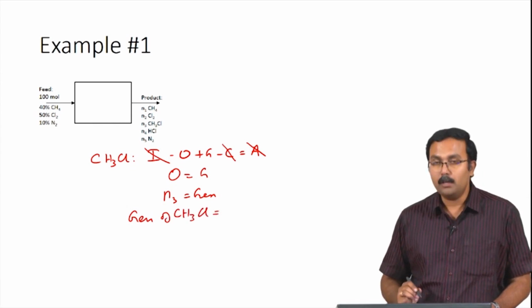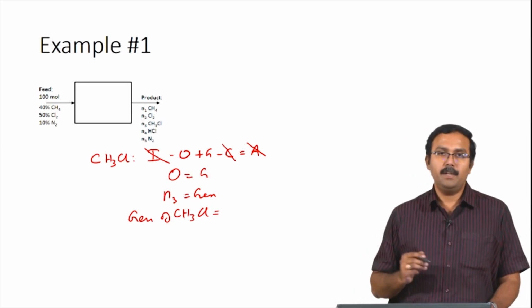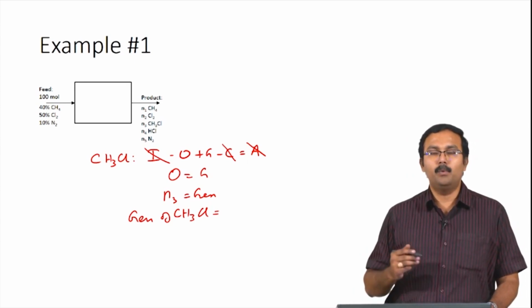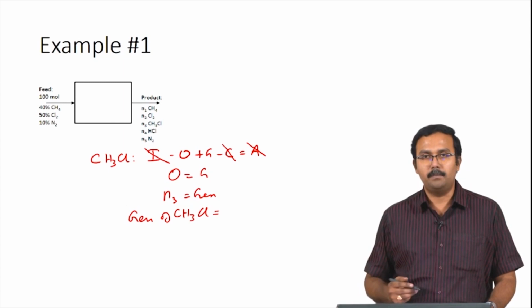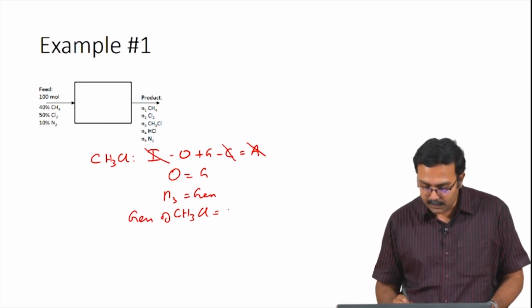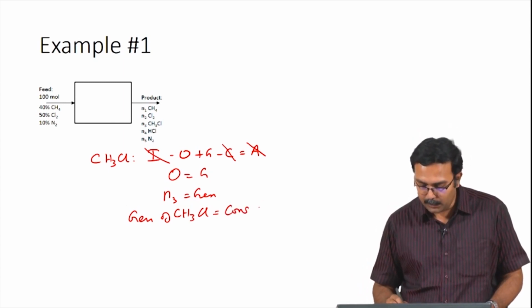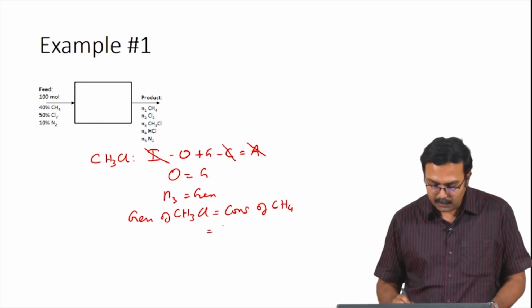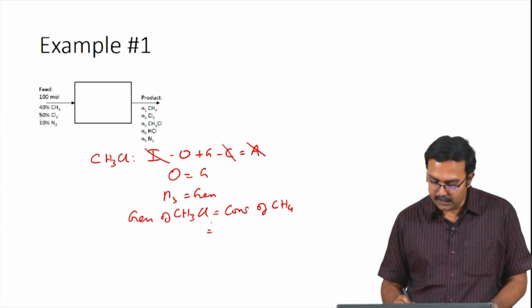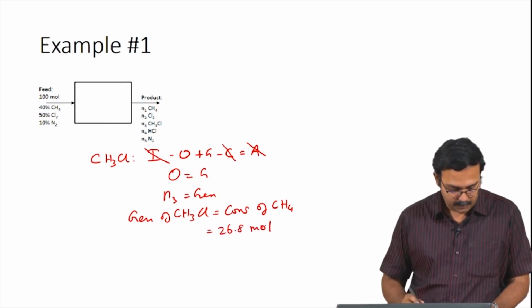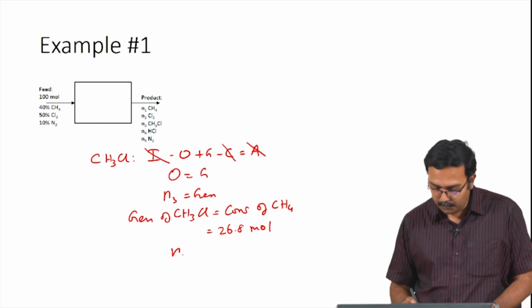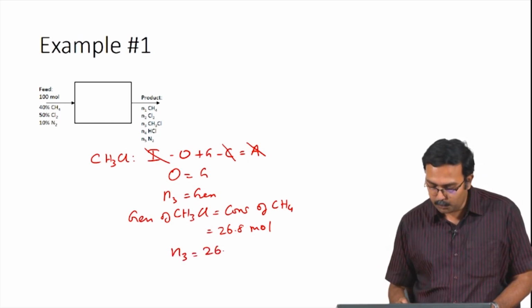So, based on the stoichiometry, we know that for every mole of methane consumed, 1 mole of CH3Cl is formed, which means generation of CH3Cl would be numerically equal to consumption of methane based on stoichiometry. Thereby, generation of CH3Cl is given as 26.8 moles. So, this means we end up with N3 equals 26.8 moles.